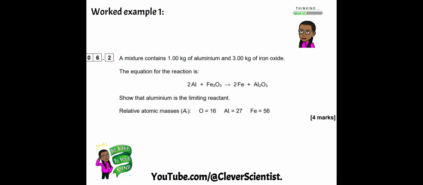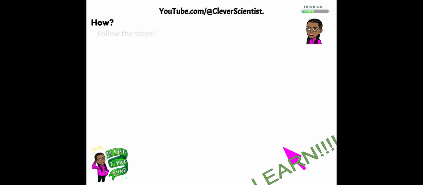So we've got a mixture containing 1 kg of aluminium and 3 kg of iron oxide. We've got a balanced symbol equation and we're asked to show that aluminium is the limiting reactant. Now in this question you've been given the relative atomic masses, so you don't have to look them up on your periodic table. So let's follow the steps and work out which is the limiting reactant.